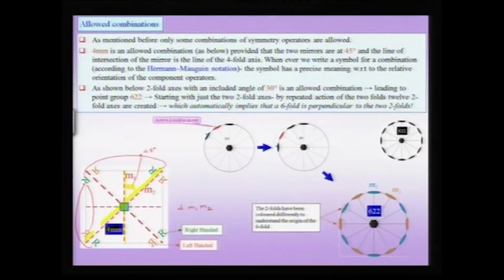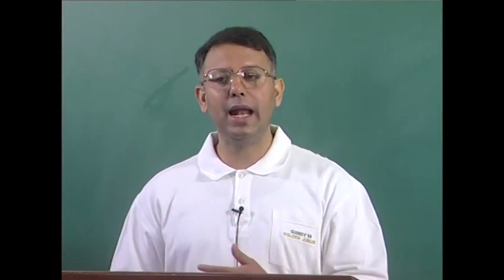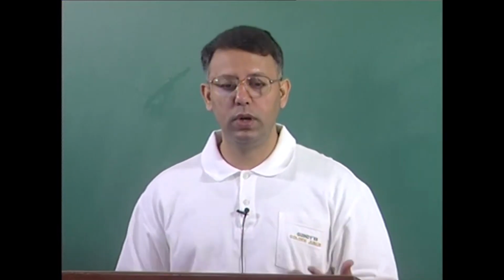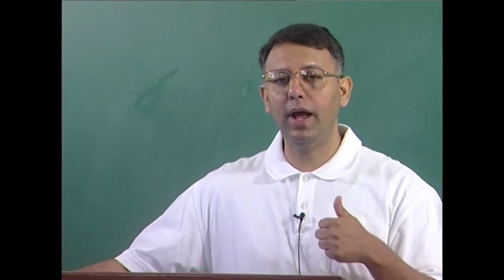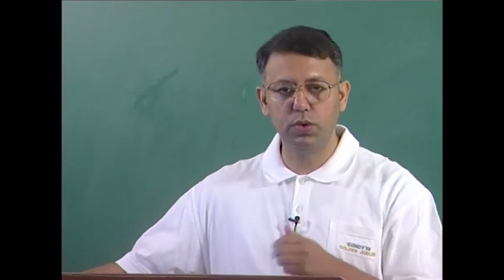In other words, however many times this 4 mm symmetry acts, either individual mirrors or this combination or the 4-fold, you will notice that I will end up with 8 objects only, and if I start with a point, I will end up with 8 points. Or if I am talking about this right-handed object R, then I will have 4 right-handed objects and 4 left-handed objects, which are shown in orange color.